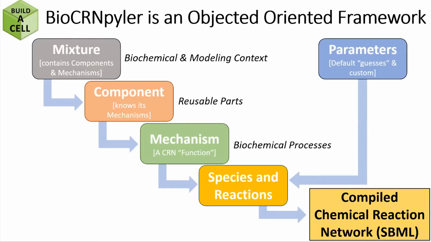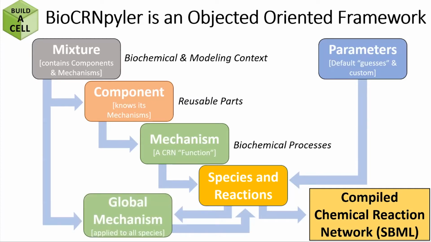When you have this whole compilation schema where mixtures call their components, which call their mechanisms, you get species and reactions, and that requires parameters. Biocompiler has a parameter framework which allows you to use default parameters to build models quickly or specify all of your parameters in great detail. And this results in a compiled chemical reaction network.